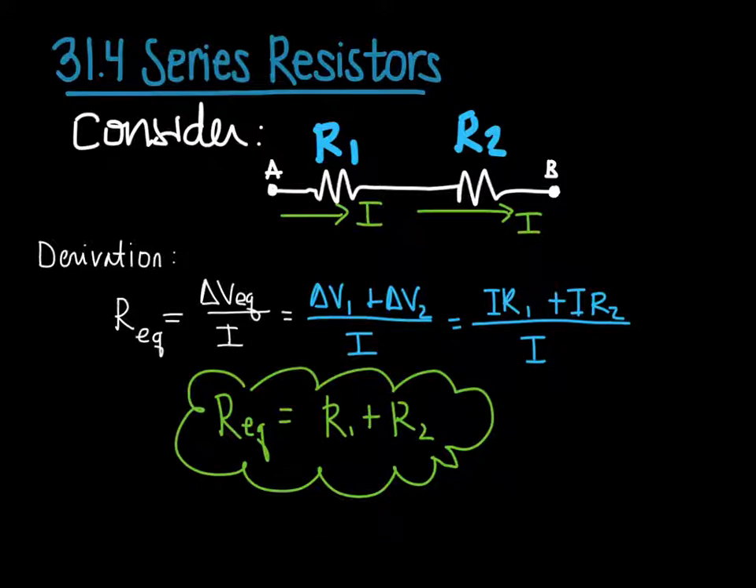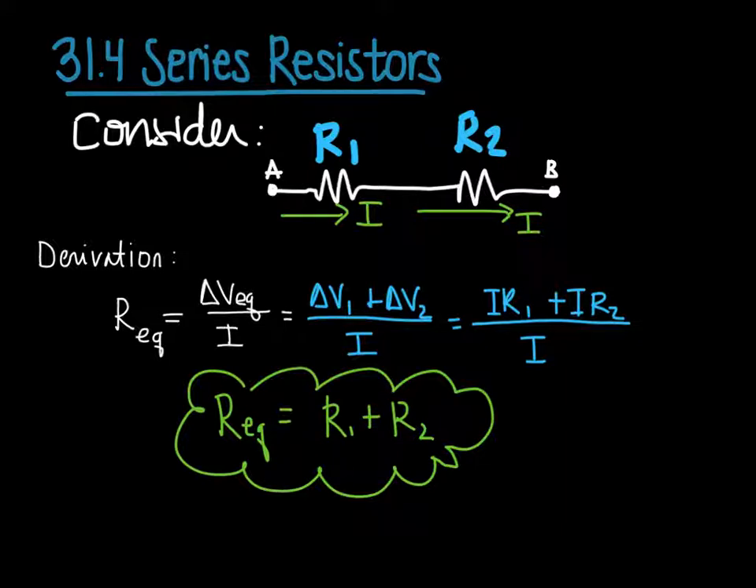Okay, so we're going to look at how to add resistors in series, and we already know how to do this, but a little bit about the derivation. We know that the current in the wire is constant, so the current through each of the resistors that are in series is the same.